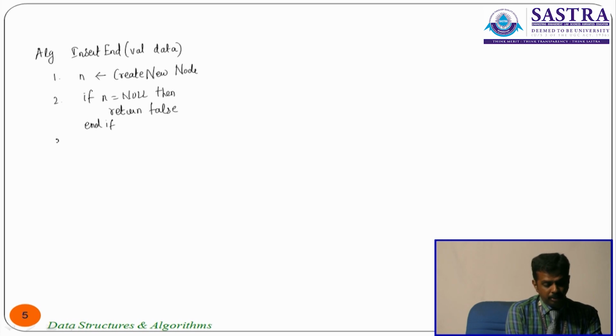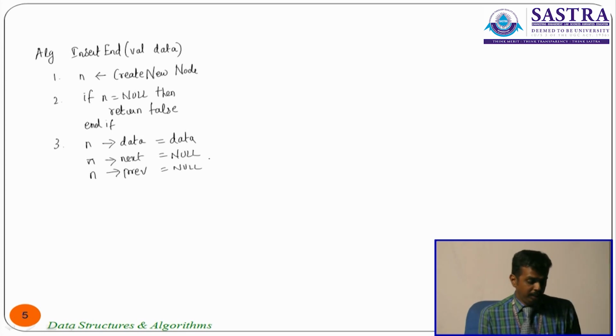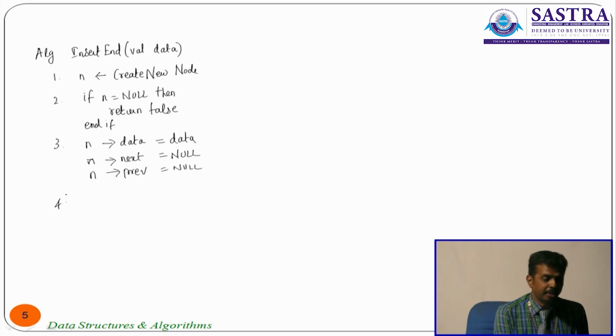And the third step is also common. You fill the fields, that is, n of data field and n of next field and n of previous field is equal to data, and this equal to null and this equal to null. Also, the fourth step we can make common.